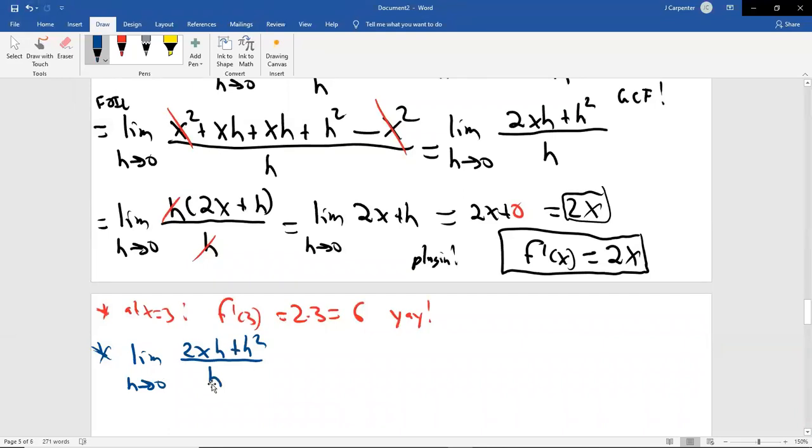If it's missing from one of them, you can't. So I'm going to just pretend for a hot second. If this h was not here, I could not cancel the h squared and the h. I could not cancel a factor there.